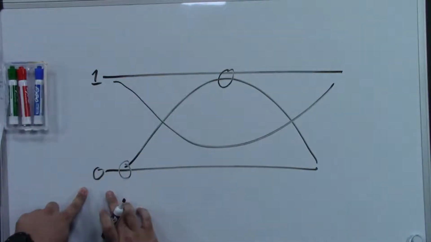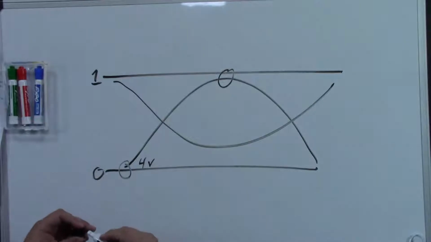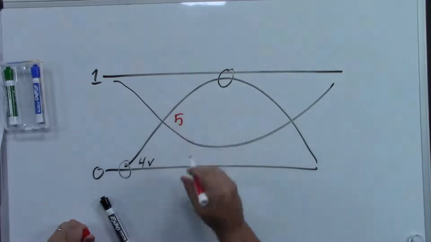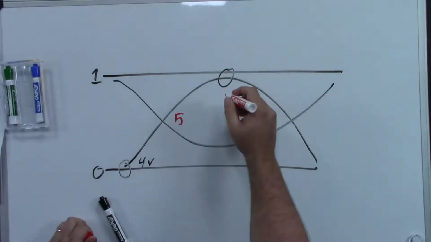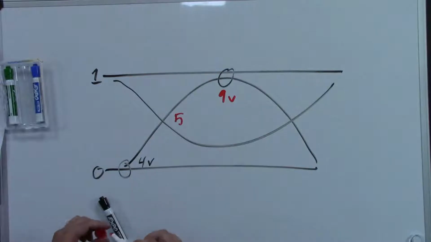So if we want to go from a 0 to a 1, and this is at 4 volts, all I'm going to do is increase this voltage by 5. So now 5 plus 4, of course, it's simple math. We wind up with 9 volts up here at the 1. Is that new math? No, this is not Common Core, that's what it is.